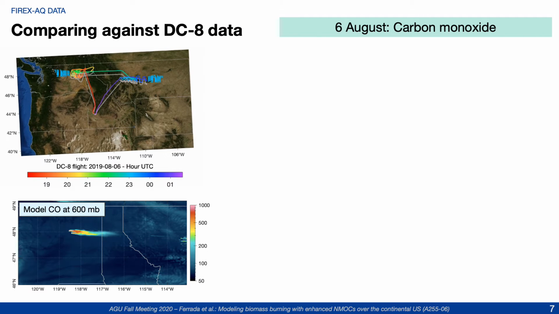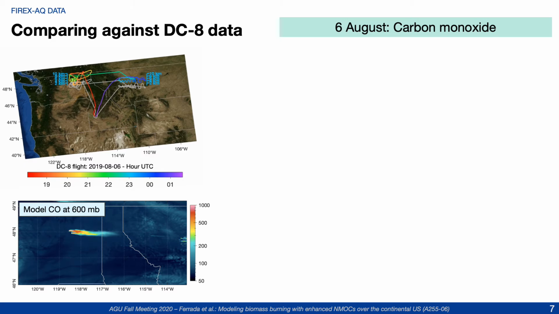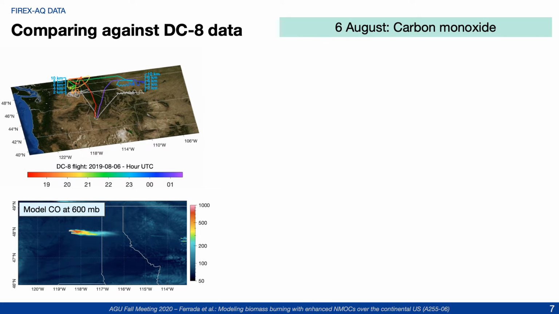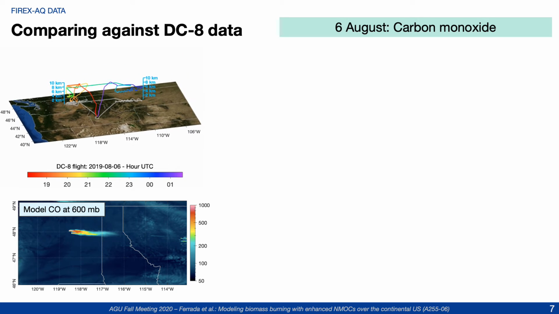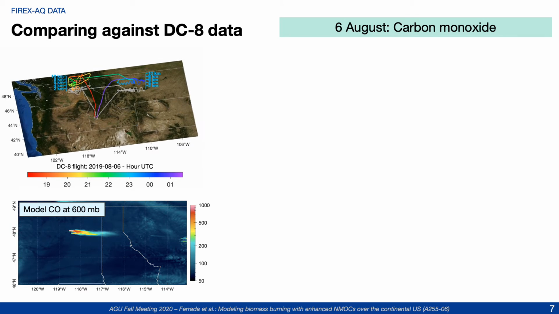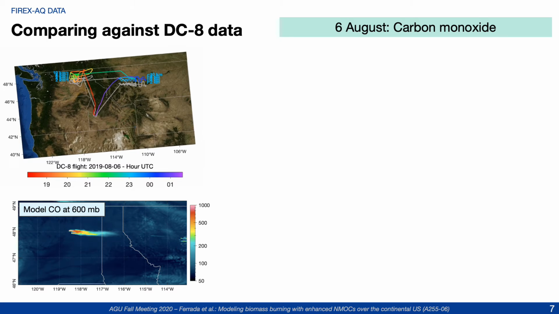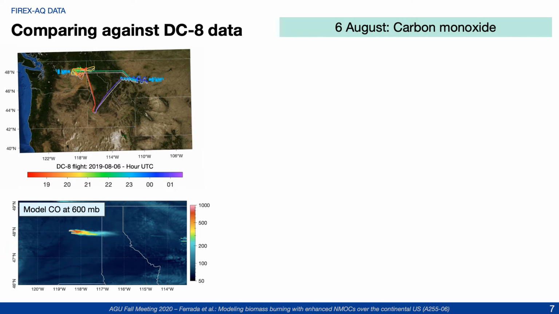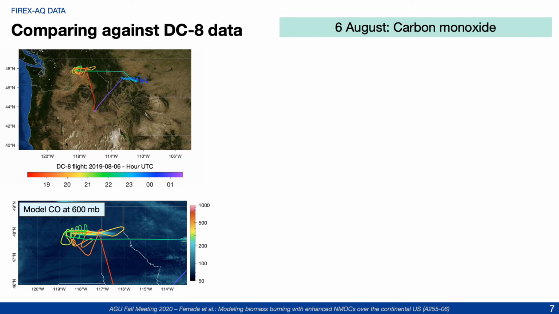We compared our simulation results with three DC-8 flights, first focusing on CO to see if the model reproduces the general characteristics of the plume. In the top left, you see a three-dimensional view of the flight track, and in the bottom, the model CO at 600 millibars, overlaid by the flight track.